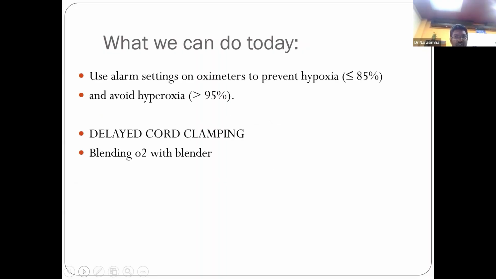So what can we do today to maintain the oxygen levels and FiO2 saturations? Use alarm settings on oximeters to prevent hypoxia and avoid hyperoxia. Delayed cord clamping is one way to help get more hemoglobin for the baby. And blending of oxygen is also an important thing in the delivery room or in the NICU, which will help us get a better outcome than without blenders.